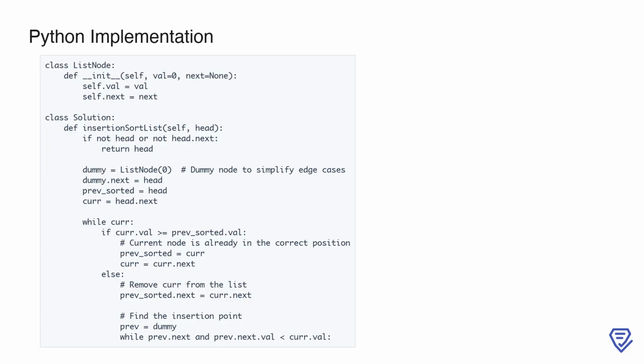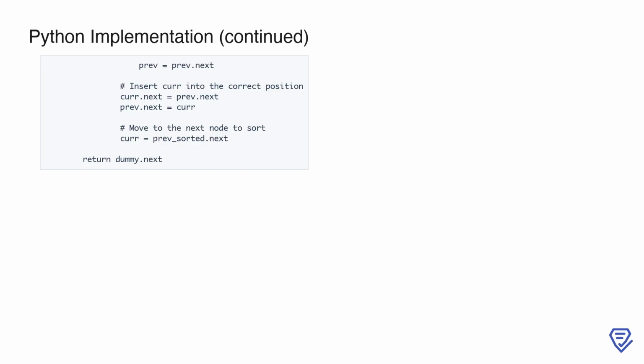Now, we need to find the correct position for this node. To locate the correct insertion point, we use another pointer, previous, which starts at the dummy node. We traverse the list with previous until we find a node whose value is greater than or equal to the value of cur. Once the correct insertion point is found, we insert the cur node by updating its next pointer to point to the node after previous, and then updating prev next to point to cur. With this, the cur node is now in its correct place within the sorted portion of the list.